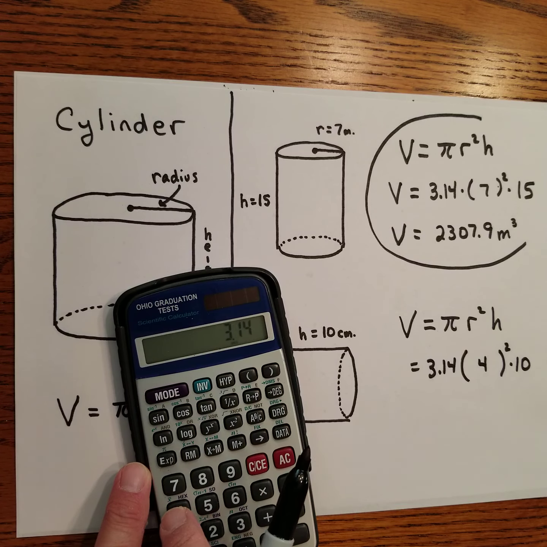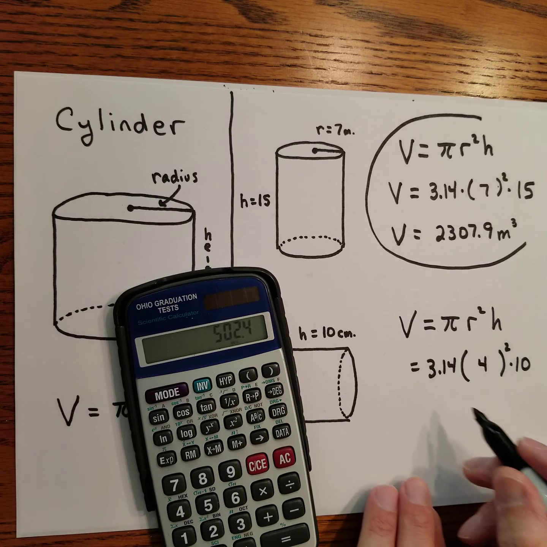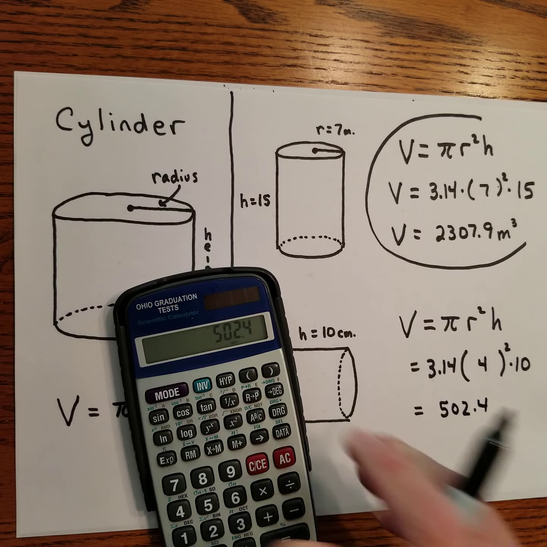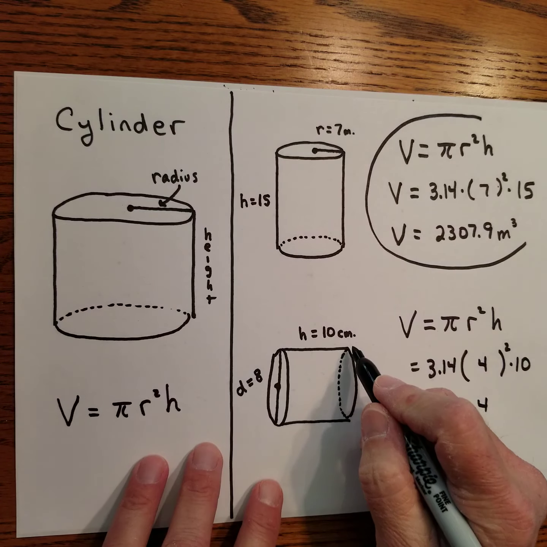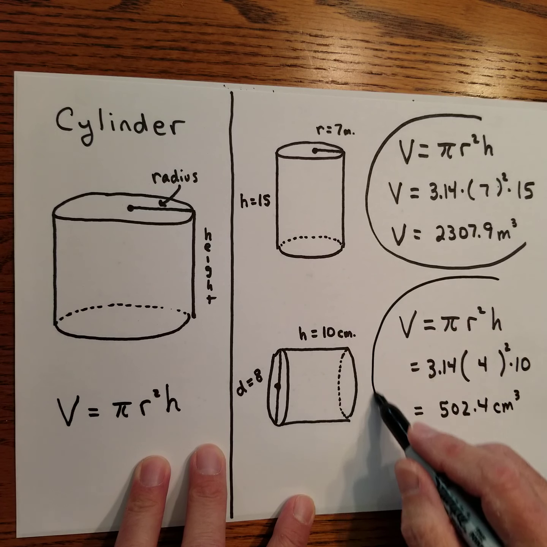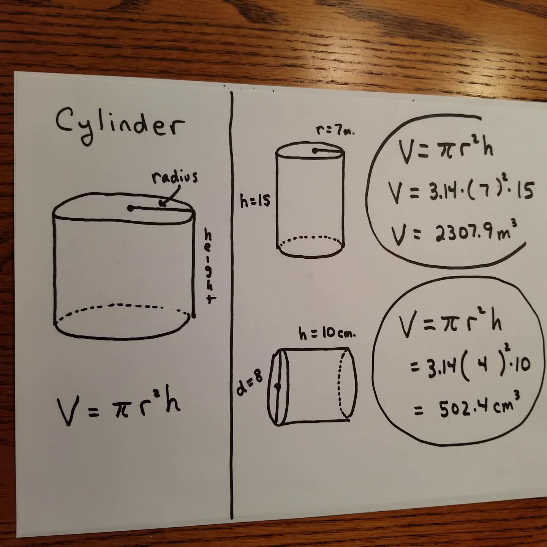3.14 times 4 times 4 times 10, and I get 502.4. This problem was in centimeters, so that's 502.4 cubic centimeters. When you do your assignment, show your work like this. Give me the formula, plug in the numbers, and then use your calculator to get that final answer.